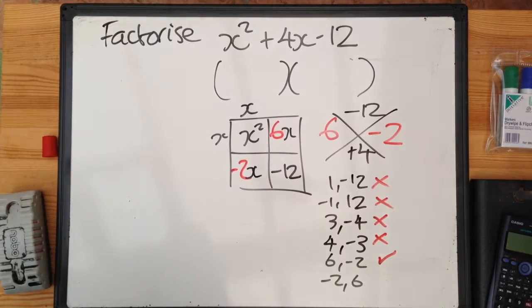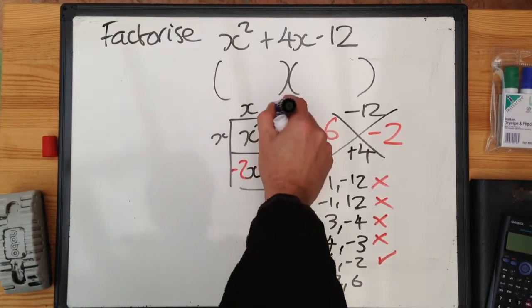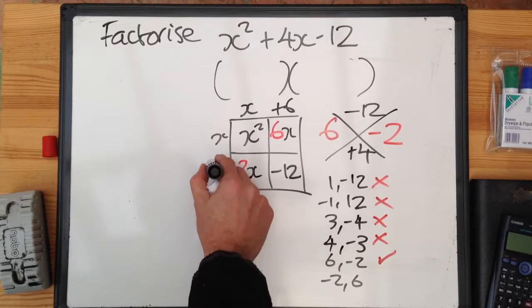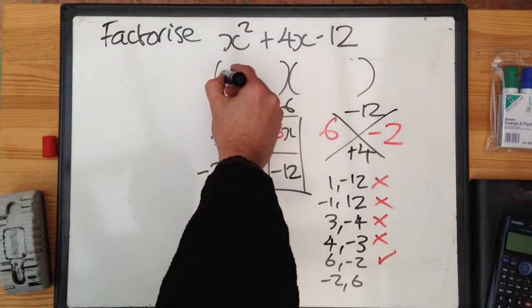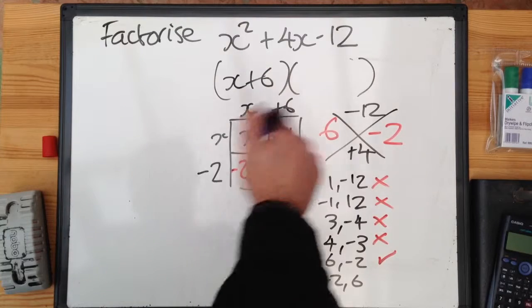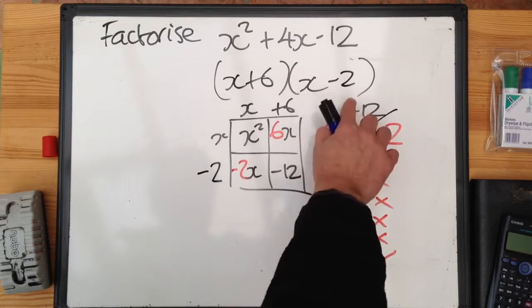Now the next thing we need to think about is, well, x times by what gives us 6x? Well, plus 6. X times by what gives us minus 2x, minus 2. So our two brackets are x plus 6 from that bit there, and our other bracket is x minus 2 from that bit there. There's our factorisation, all complete.